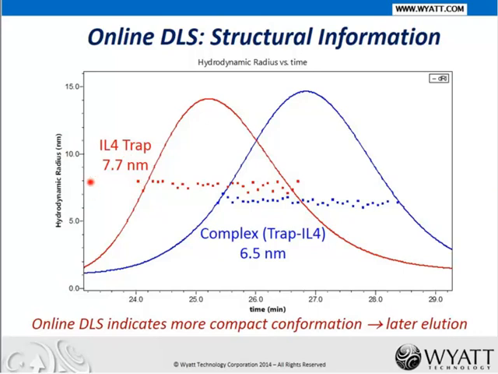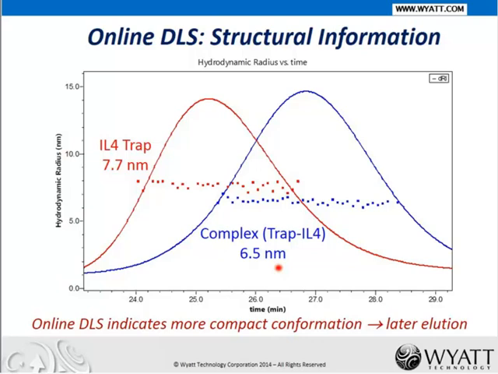The online dynamic light scattering measured 7.7 nanometer for the trap protein. And the complex, even though it has a higher molecular weight, the hydrodynamic radius is only 6.5 nanometer. So we know in size exclusion chromatography, the elution order is based on hydrodynamic radius, not directly by molecular weight. And so that explains a more compact structure of the complex is the cause for the late elution.